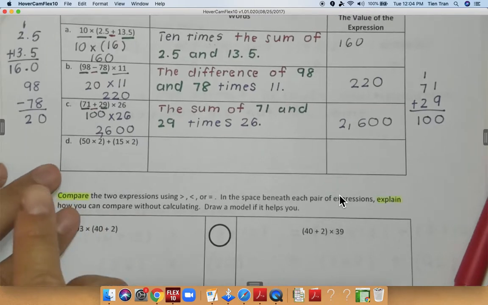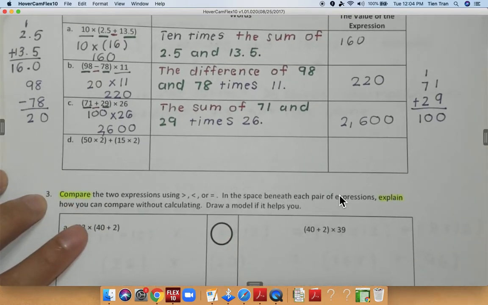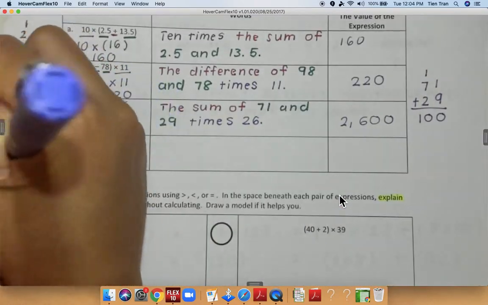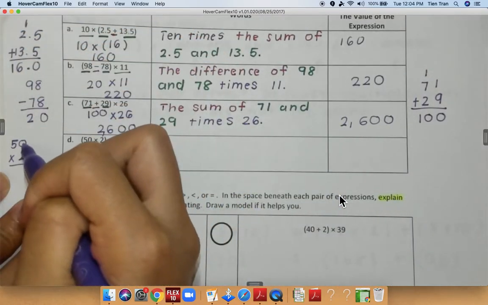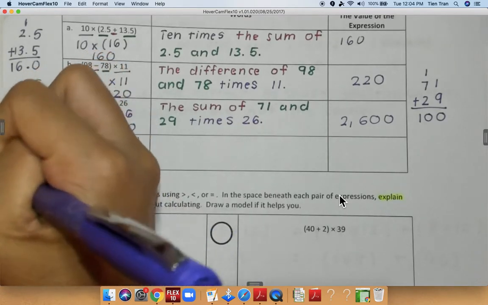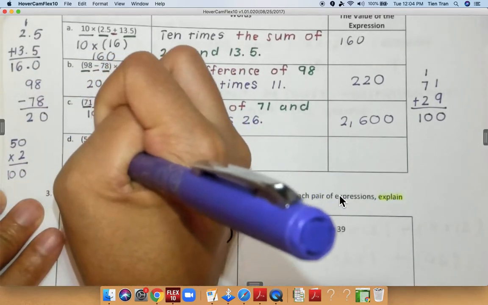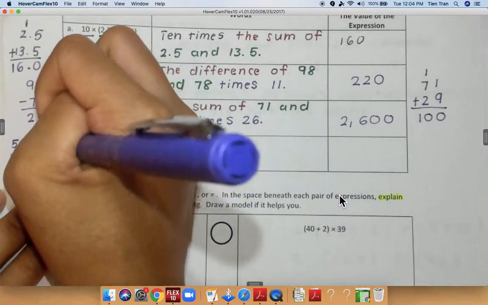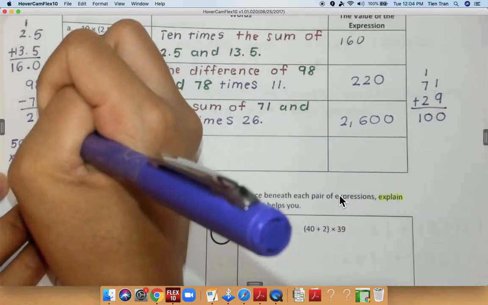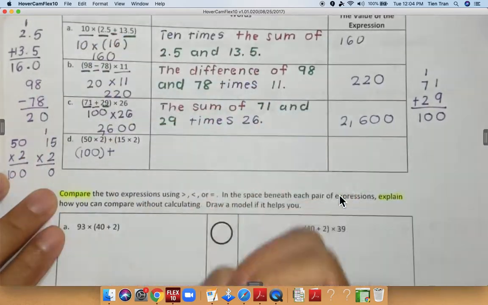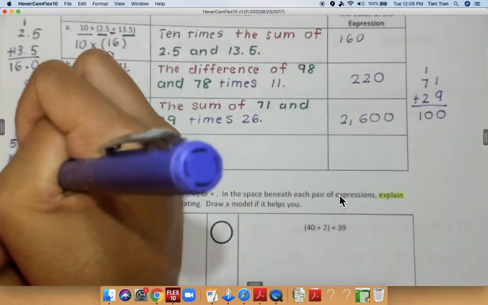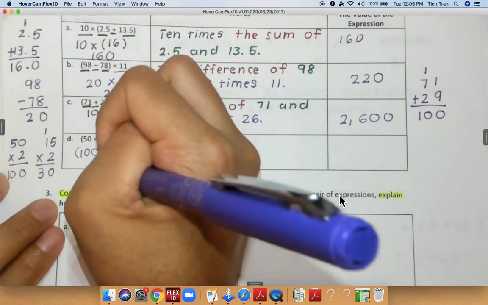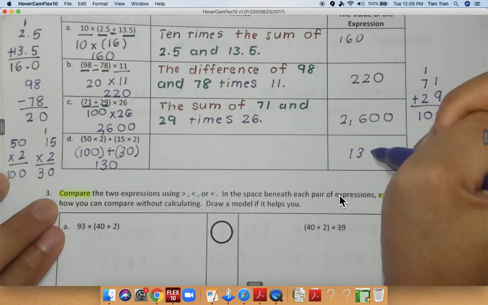So I'm going to solve for that first. I'm going to write it over here. 50 times 2. I know that 2 times 0 is equal to 0. 2 times 10 is equal to 100. So I have 100 plus 15 times 2. I know that 5 times 2 is equal to 10. 2 times 1 is equal to 2. Plus 1 is 30. So I have 100 plus 30, which gives me 130. That is going to be my final answer.